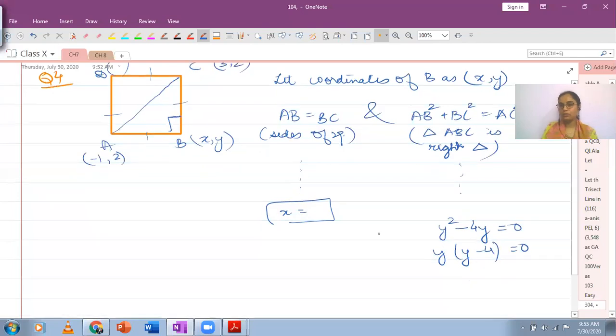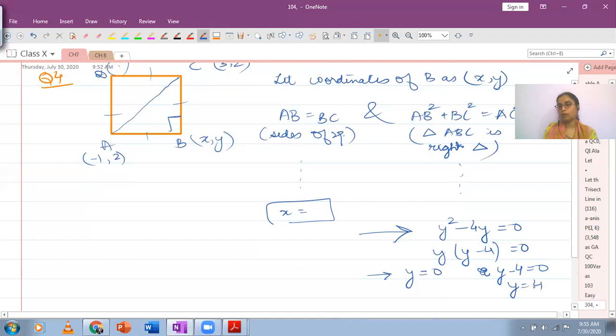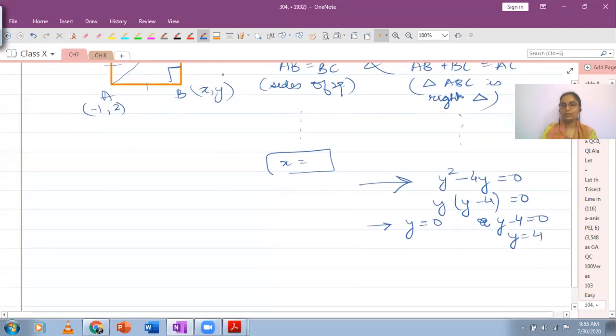If you remember, this is a quadratic equation. If you have a quadratic equation, you factorize it and find the value of the variable. So from here, you get two values of y: y equals to 0 or y minus 4 equals to 0. So you get two values of y from here. What you're going to do is take these in pairs. With the value of x, I think it comes out to be 1, and you take y equals to 0.